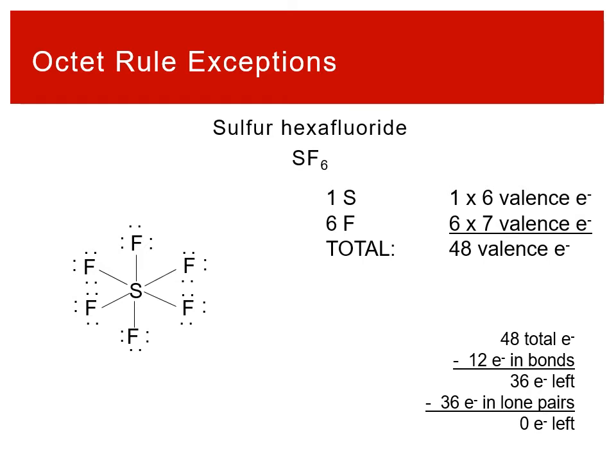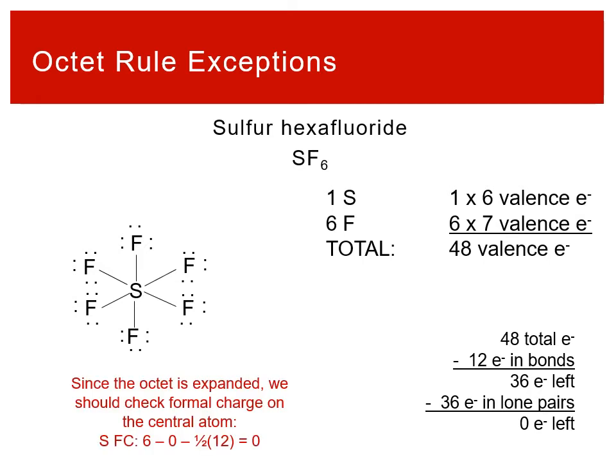So now we ask ourselves, is this thing stable? All of the fluorines have full octets, so they look good. The sulfur doesn't, but it's big enough to have an expanded octet, so that's good, but we should check its formal charge. Whenever you have an expanded octet or an unfilled valence, you always want to check the formal charge. Sulfur has 6 valence electrons because it's in column 6A. There are no lone pairs on it. There are the 12 electrons in the bonds. Subtract those out, and we get 0. So this works out just fine.